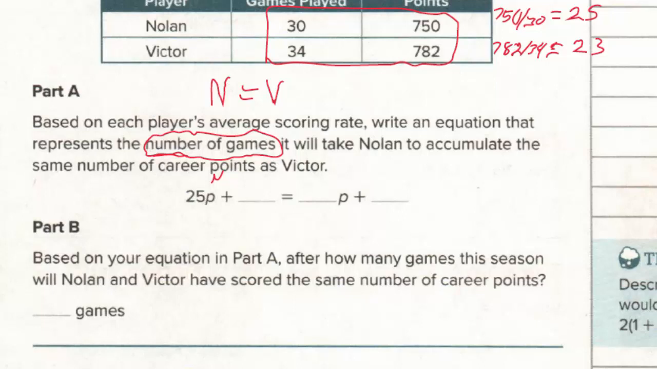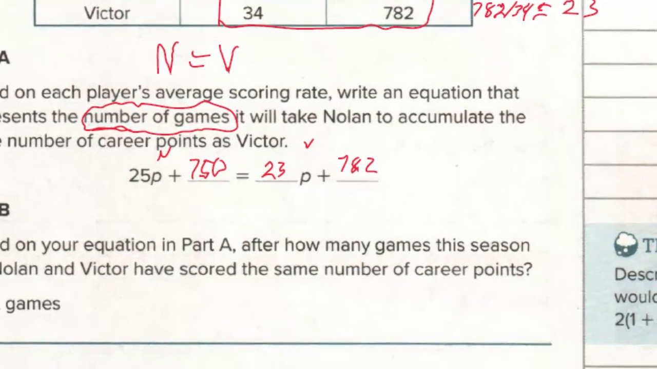But what's missing is last season's data, which is 750. On the other side, we have Victor, so his was 23 points per game, so 23. Remember, rates are always times by something, usually our variable. And his last season point totals were 782. So this is going to be the number of points scored after 2 years for each of them. All we got to do is solve it to find out how many games it's going to take for Nolan to catch up.